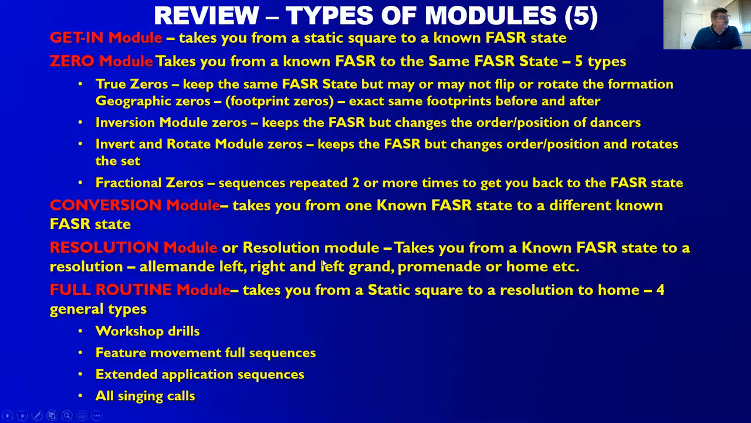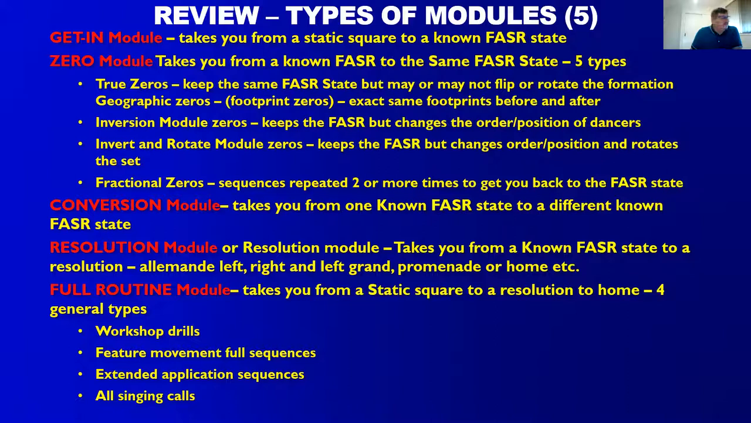Okay? And you've also got the invert and rotate module, which does the same. It changes the order and position of the dancers, but it also moves them around. It can change it, so it might rotate them at an angle. Swing through, spin the top, pass through, bend the line, slide through, right and left through is like that. It takes you from a corner box to a corner box, but it inverts the corner box and rotates it a quarter counterclockwise.